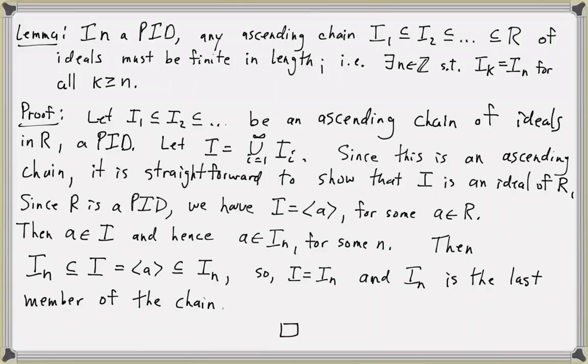So in any PID, there cannot be an infinite ascending chain of ideals. So now for our main result, every principal ideal domain is a unique factorization domain. Now in particular, we've already shown that every Euclidean domain is a PID, so therefore every Euclidean domain is also a UFD.